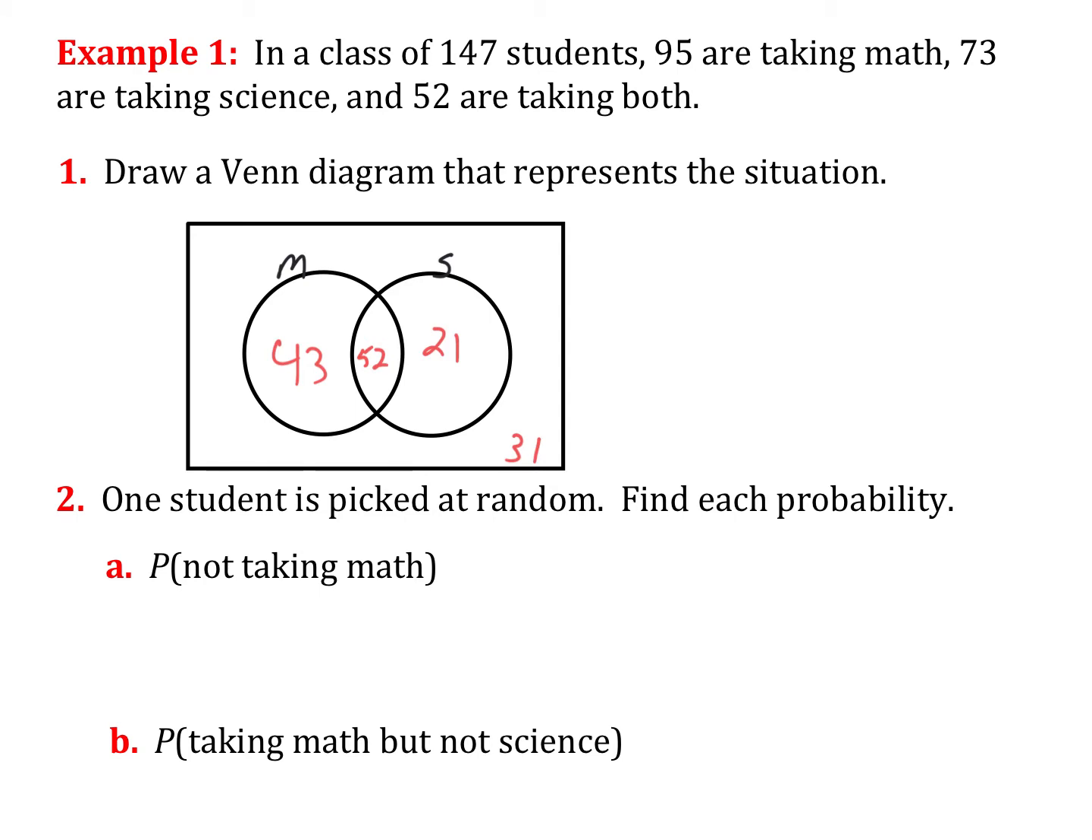Let's do some math. What is the probability of randomly selecting a student who is not taking math? If they're not taking math, that means it's anyone who's not in this circle. So essentially, I'm looking for anyone outside of that math circle. So there's 21 and 31, well, that would be 52 students. So 52 out of the total 147, the probability there would be 35.4%.